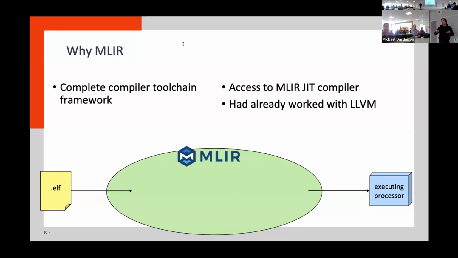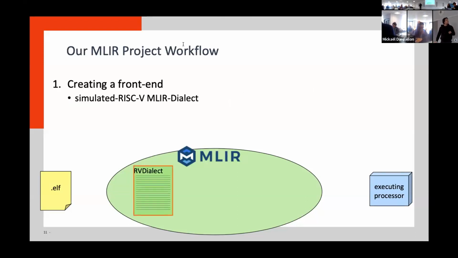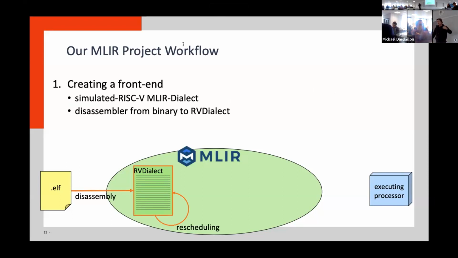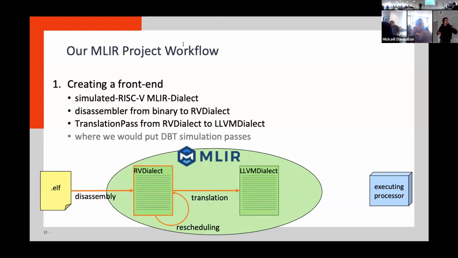Now I describe how we implemented the simulator. So let's get technical. We first created a front end, a dialect for simulated RISC-V, and a pass to disassemble a RISC-V binary to the dialect we made, and a lowering path to the LLVM dialect, which is like the basic dialect in MLIR.